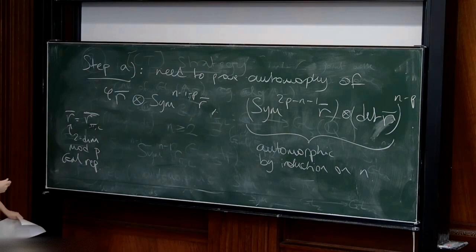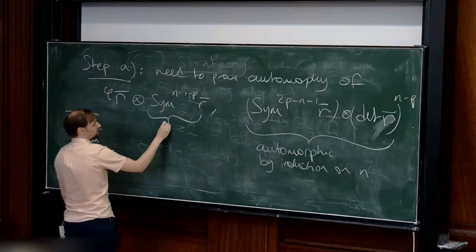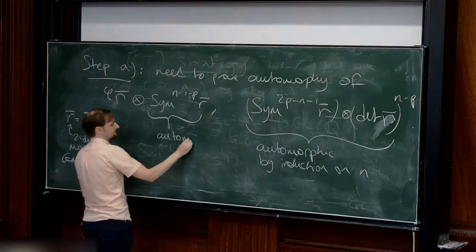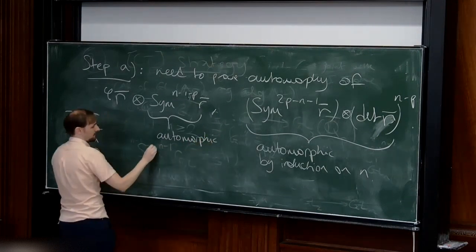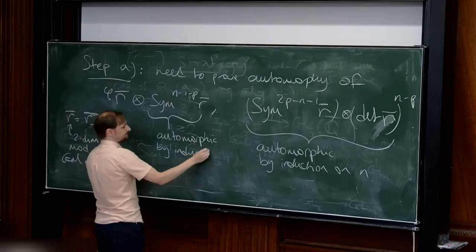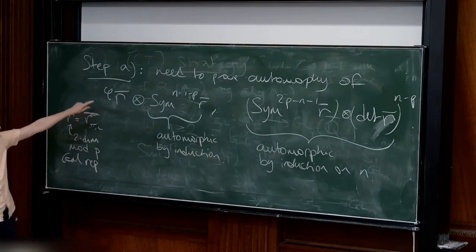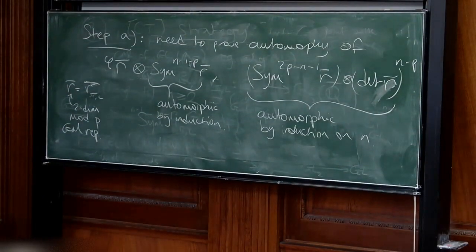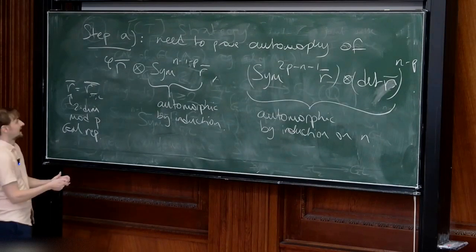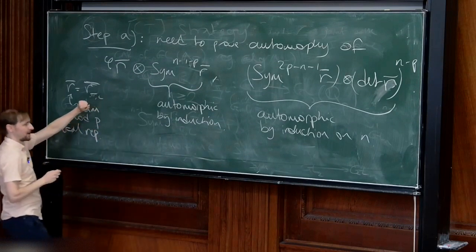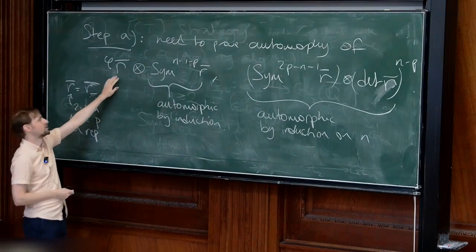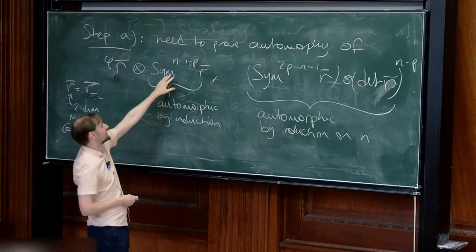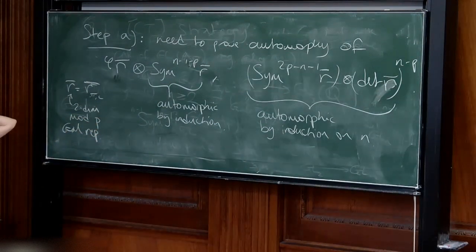Okay, and then the other piece is the problematic one. I have one symmetric power factor, which I can assume is automorphic by induction on n. But then I'm tensoring it with a two-dimensional representation. So to carry out this strategy we need some cases, at least, of tensor product functoriality. We need to know that if we tensor a two-dimensional representation, this particular one, with this n minus p dimensional representation, we get an automorphic Galois representation.